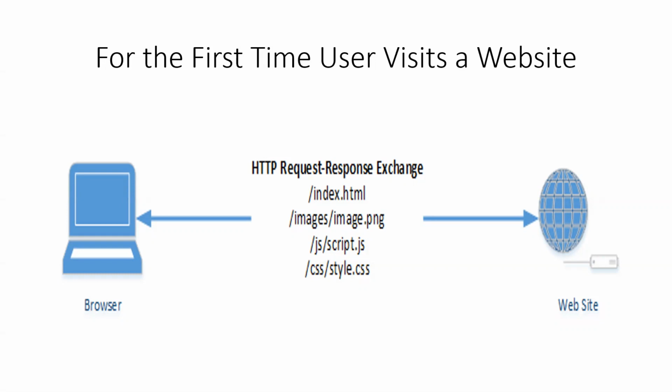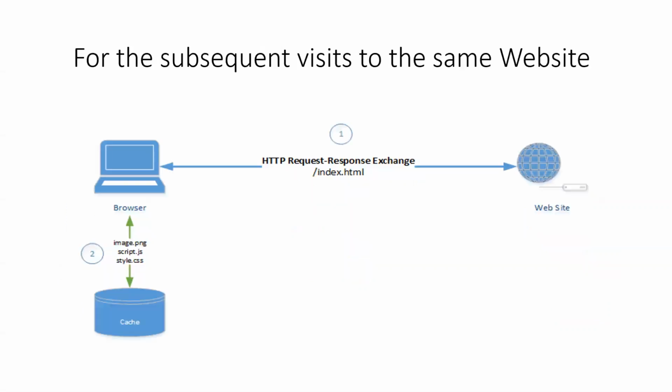For the subsequent visits to the same web page, the response would be very fast. The browser will load that web page very fast. This is because the browser will retrieve the static files like images, script files, and CSS from the browser cache, not from the web server. So this is what the browser cache is.